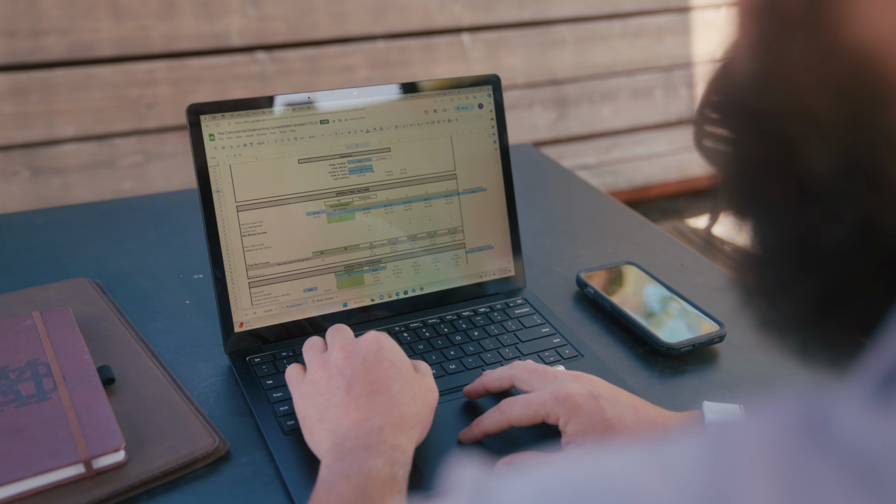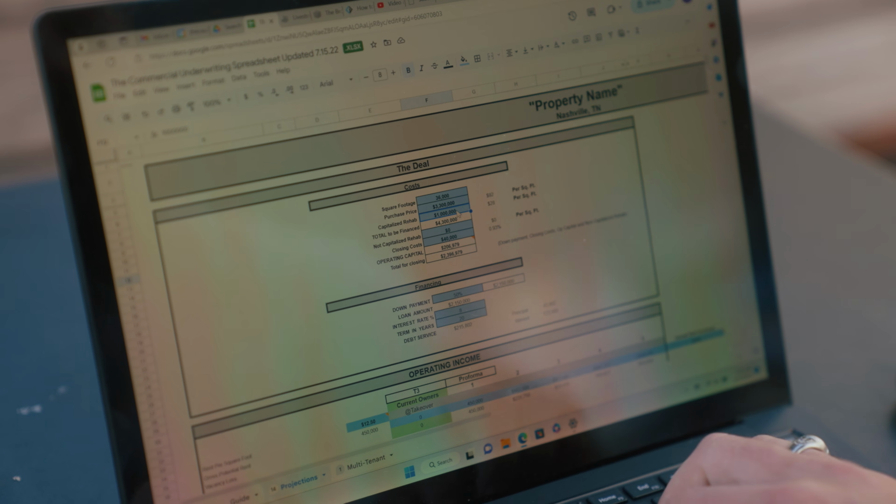You'll then plug all of that data into the spreadsheet and voila, it's going to help you come up with your returns. That's the amazing thing about having these actual underwriting spreadsheets and these tools in your tool belt, because you don't have to be the expert on making all of this happen. It will help calculate that math for you.